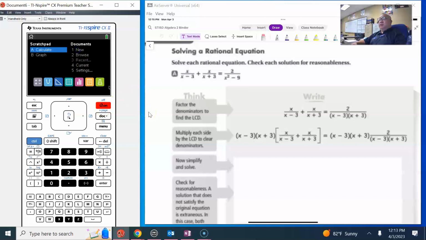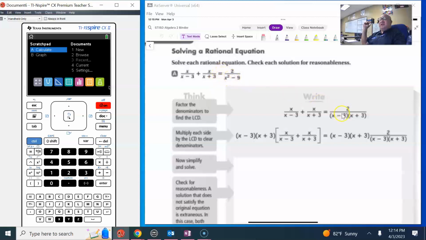Good afternoon. We're going to be solving rational equations. So we've been dealing with simplifying rational expressions. Now we're going to actually do an equation. We have an equal sign there.